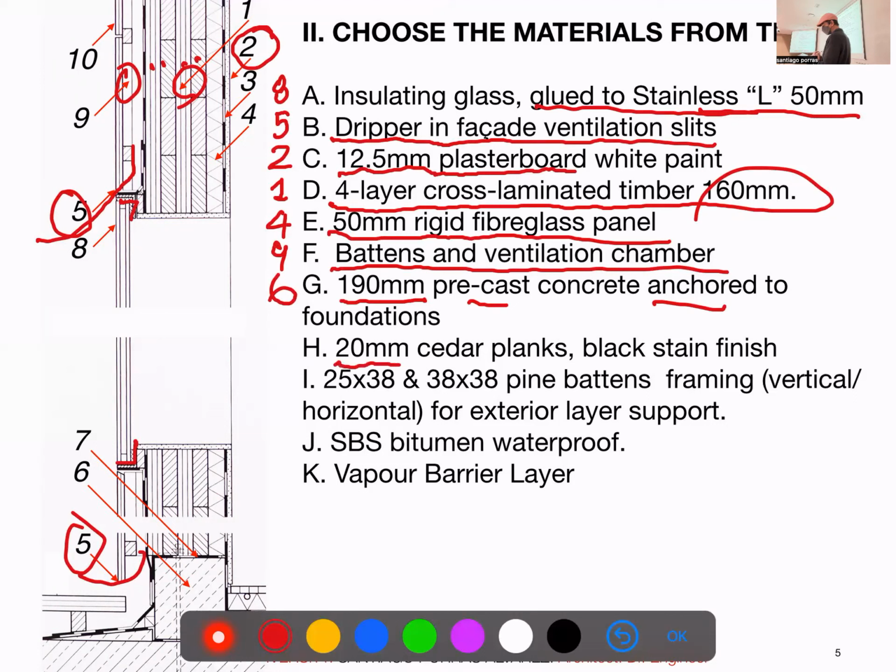Then 20 millimeters cedar planks, black stem finish. We saw the photo, and that looks like the protection. So that with the exterior layer, probably number 10, right? The planks.